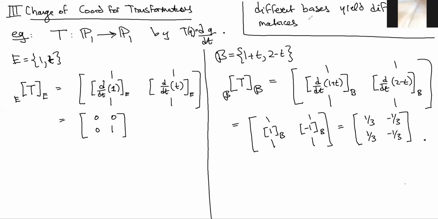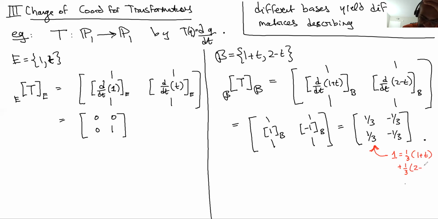Professor, can you explain how do you get 1/3 and negative 1/3? Yes. So this 1/3, 1/3, this is the coordinate vector of 1 with respect to this basis, right? That's because 1 is equal to 1/3 times 1 plus t plus 1/3 times 2 minus t. Does that answer the question?